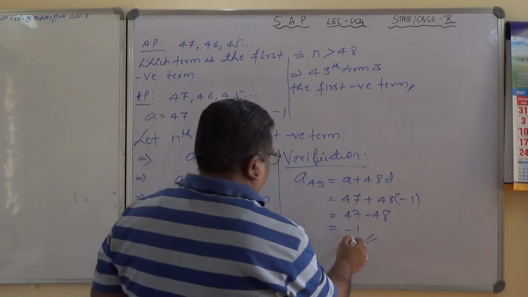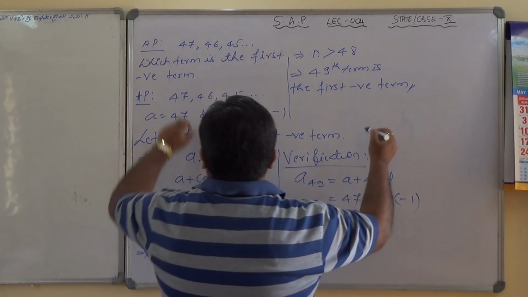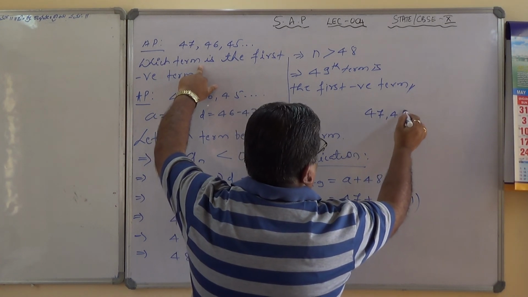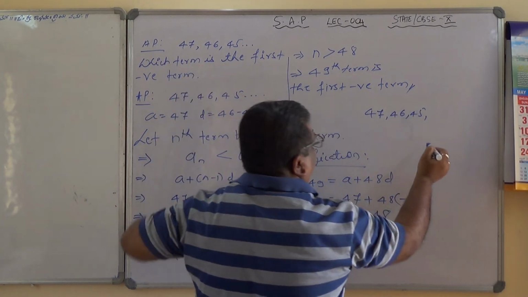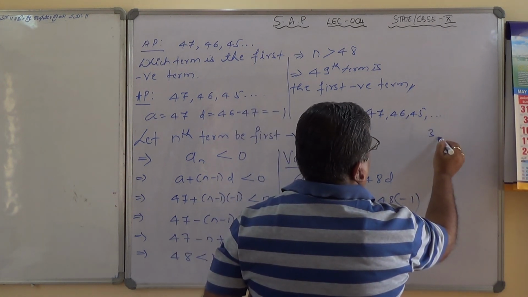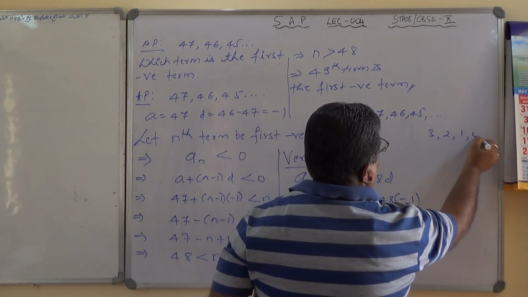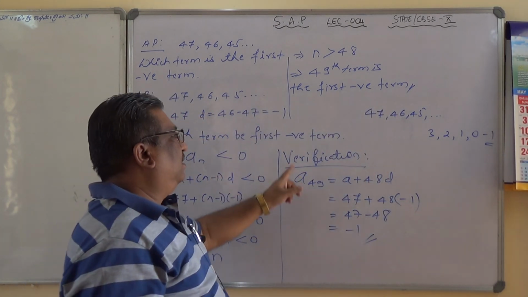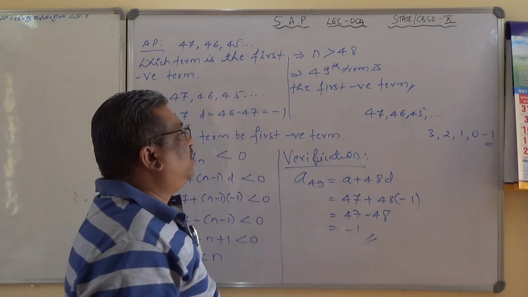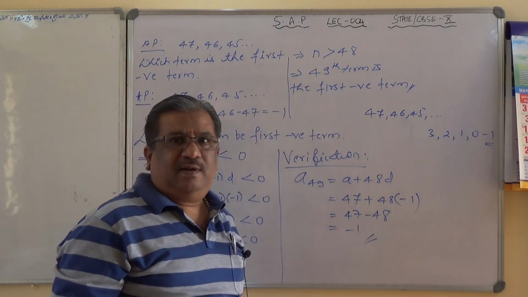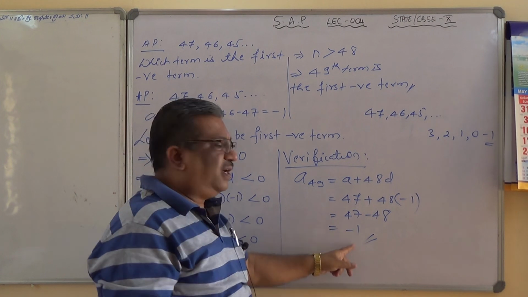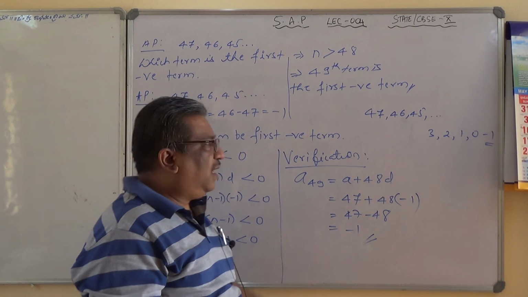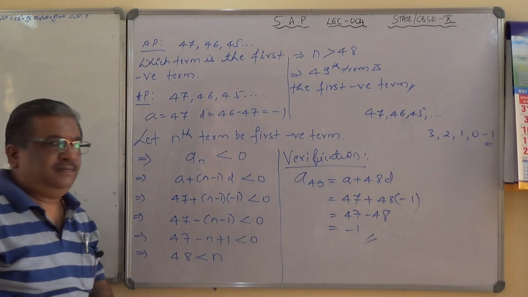So here, is it the first negative term? Check arithmetic progression. 47, 46, 45, 3, 2, 1, 0, minus 1. So minus 1 is the first negative term here, and which term it is? 49th term is the negative term. Therefore 49th term we are getting as minus 1. It is the first negative term. I hope you are able to understand. Okay, note it down.